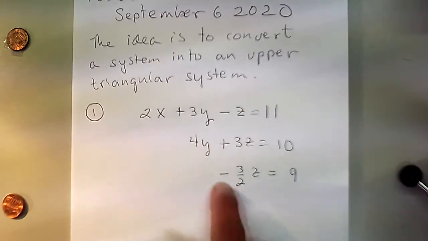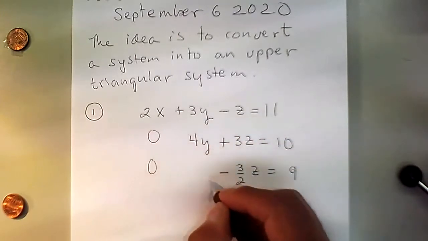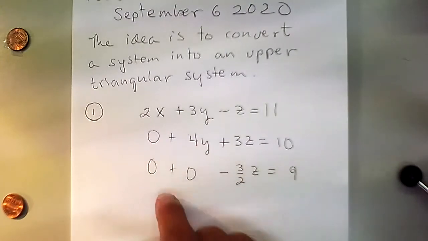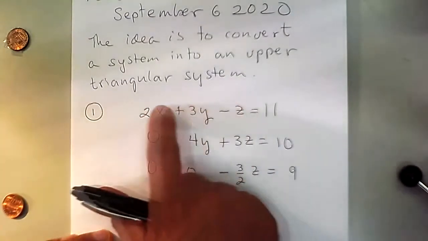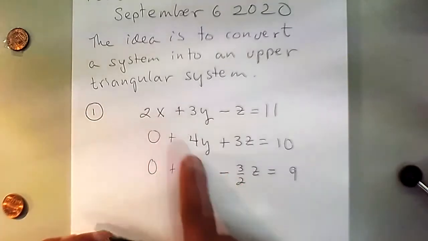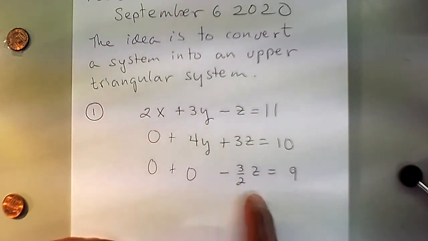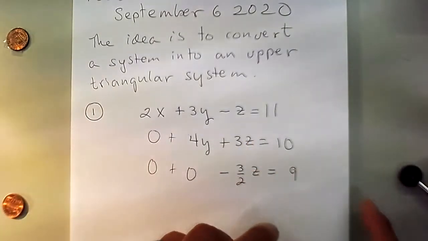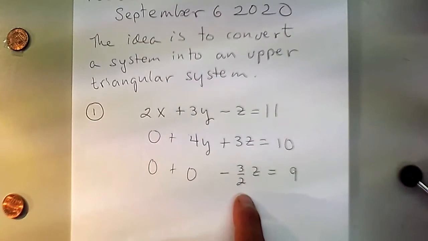When we have this setup, where essentially we have a 0x here, and then a 0y there, there's no need to put those. Then we see that we have a triangle going on here, and that's why it is called an upper triangular system. Once we have a system in upper triangular form, the system is reasonably easy to solve by back substitution. And by the way, the goal is to get a system into another system, into another system, in such a way that the last system becomes an upper triangular system.